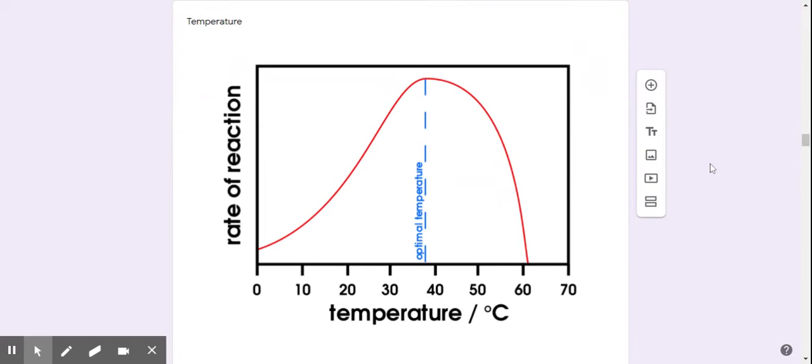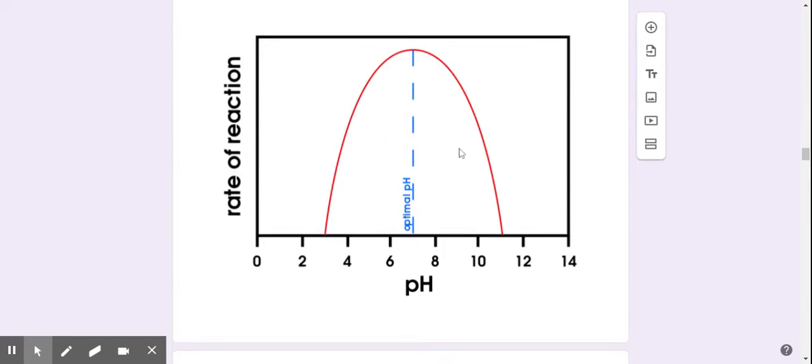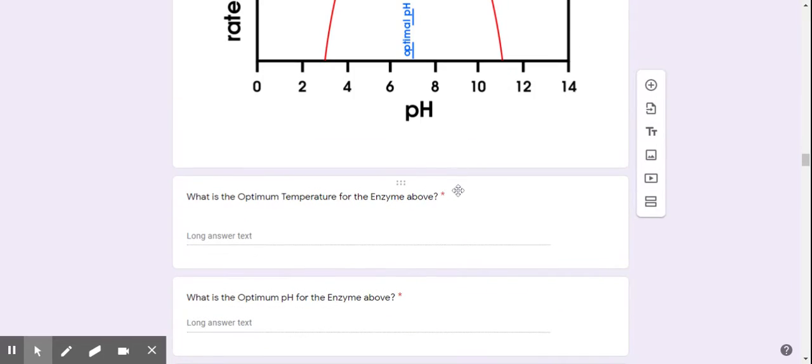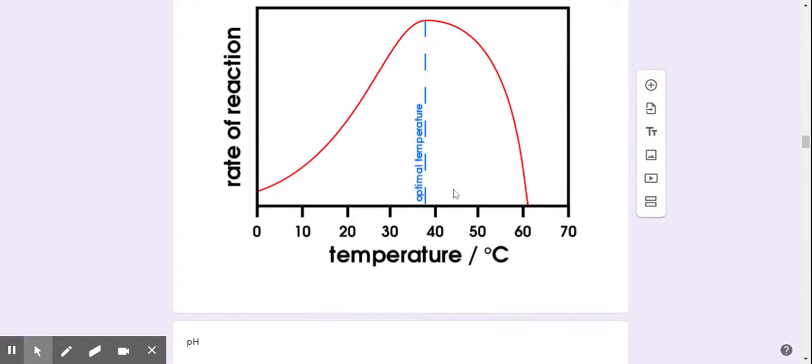Now we're going to go here. So we have this temperature graph right here, and then we have this pH graph right here. What is the optimum temperature for the enzyme above? Let's go back. From what I can tell, this is roughly about 38 degrees Celsius. So the optimum temperature is 38 degrees Celsius.